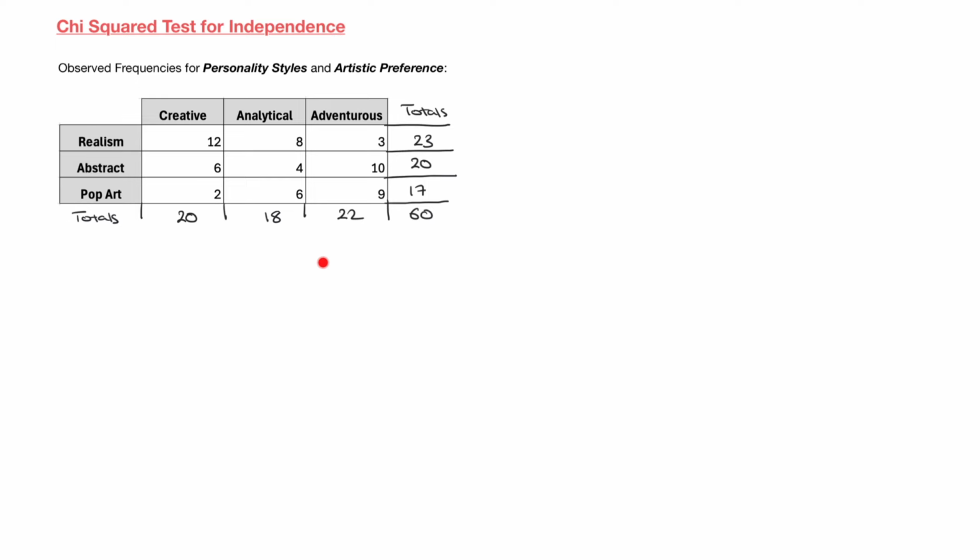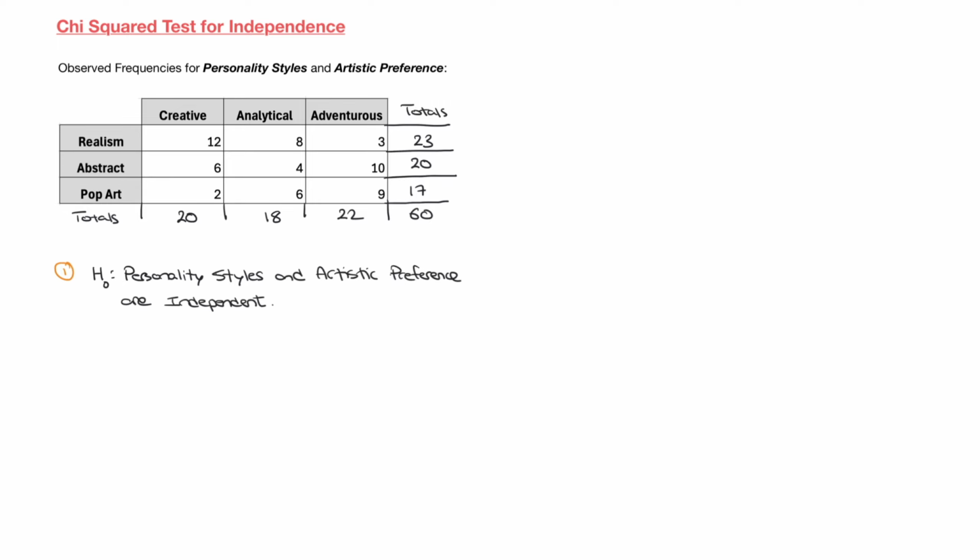As soon as our contingency table is finished and looks like this, the first thing we should always do is state the null and alternative hypotheses. And the null hypothesis we write with a capital H and a subscript 0 like so. And this null hypothesis will always be that the two categorical variables that we have are independent. So in this case, the two categorical variables we have are personality styles and artistic preference, and so our null hypothesis will simply be that personality styles and artistic preference are independent. And so I'll quickly write that here. Personality styles and artistic preference are independent.